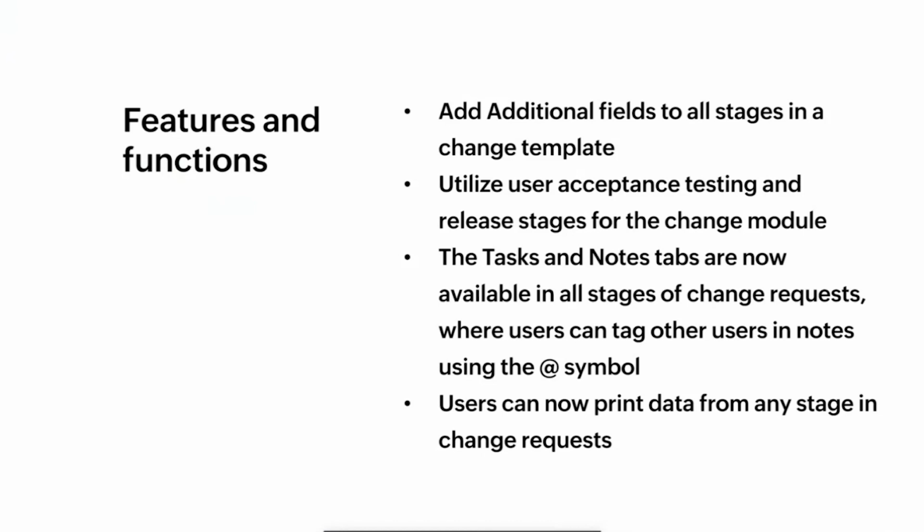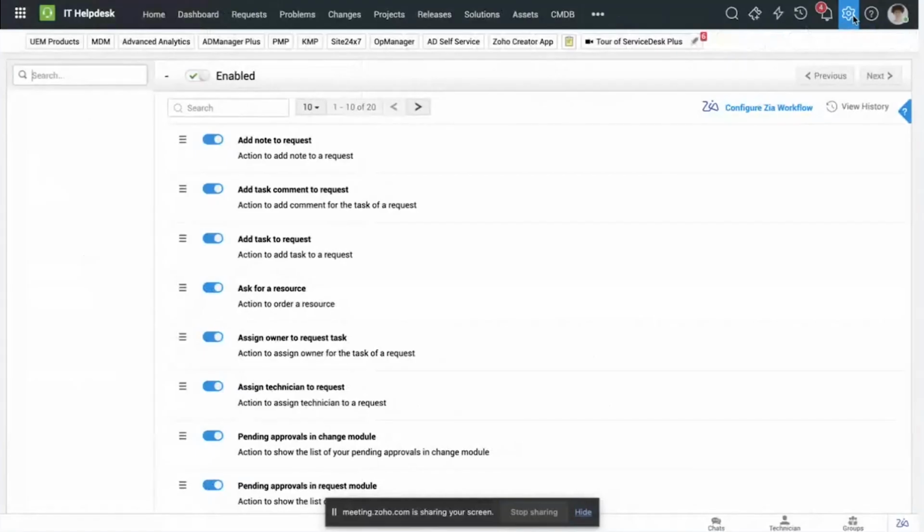And as part of easing collaboration during the change management process, we have tasks and notes available across all the stages of the change request. So once again, just like how we saw with the problem ticket, you would be able to tag individual technicians in these notes, ensuring that communication gaps are no longer there. And finally, we'll see how you can print data from any stage in the change request. So with that introduction, once again, let us get into the product.